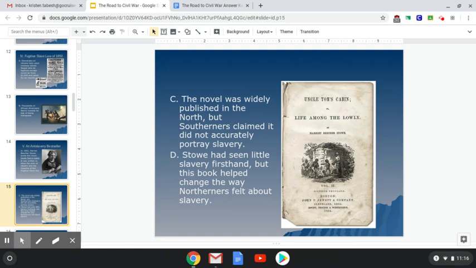So obviously, the Southerners went on the defense and they were saying, "Whoa, time out. Harriet Beecher Stowe has no idea what she's talking about. We treat our slaves with the respect that they deserve," all this stuff. But Stowe had seen little slavery firsthand, but this book helped change the way Northerners felt about slavery. It really struck a chord in something that was definitely very evil, and finally people were beginning to realize it.